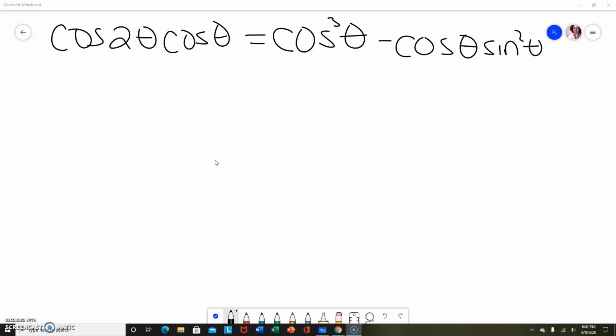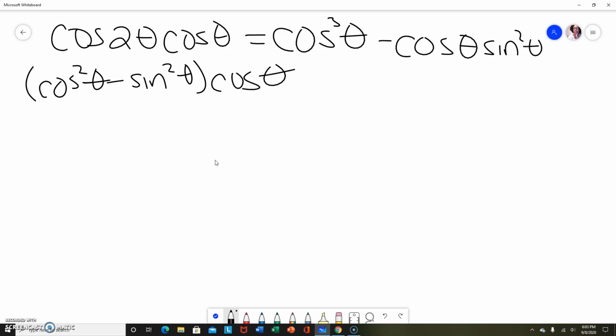For this one I'm going to use the double angle formula, and so I'm going to work on my left hand side. That's the side that I'm going to manipulate, and I want it to look just like my right hand side. So I know that cosine 2 theta, because it's a double angle, is equal to cosine squared theta minus sine squared theta. Everything still times cosine theta.